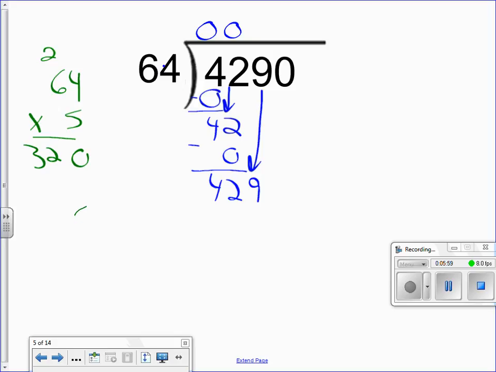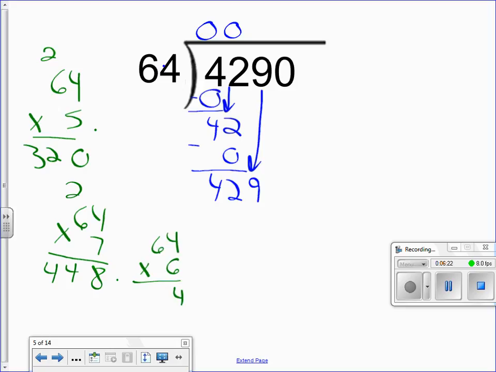So I'm going to do 64 times 7. 4 times 7 is 28. 6 times 7 is 42 plus 2, 448. Well, this is too high. This is too low. So I'm going to go ahead and try 64 times 6. 6 times 4 is 24. 6 times 6 is 36. Plus 2 is 38. I'm going to have to go with this one. Got a 6 up top.